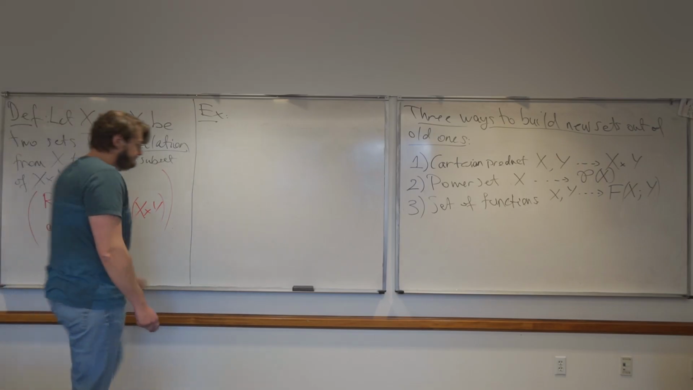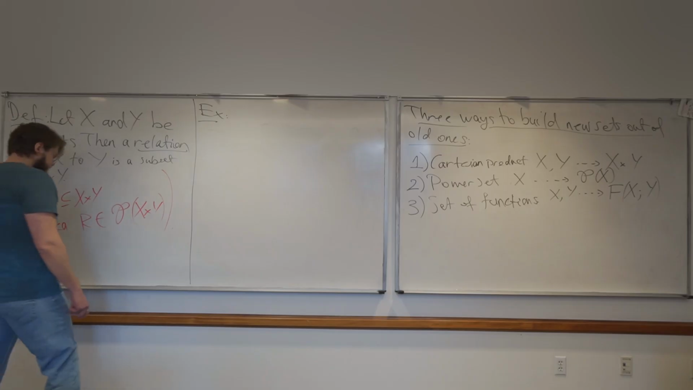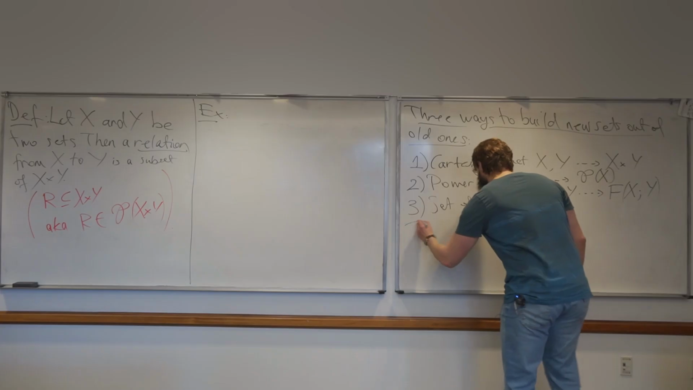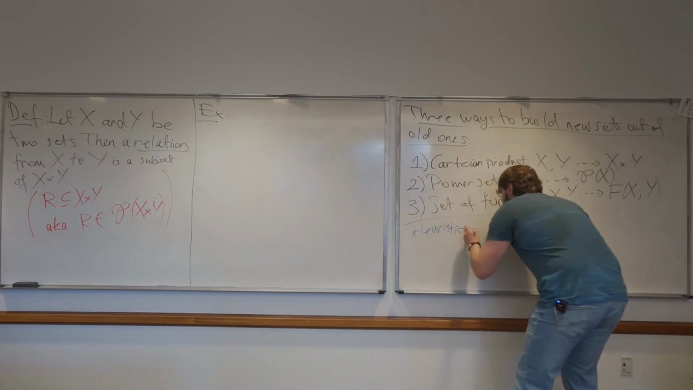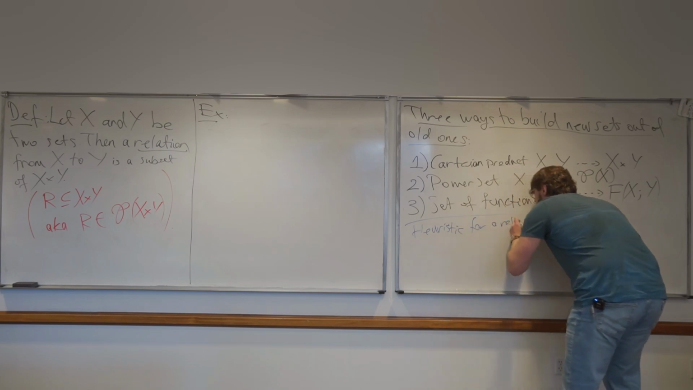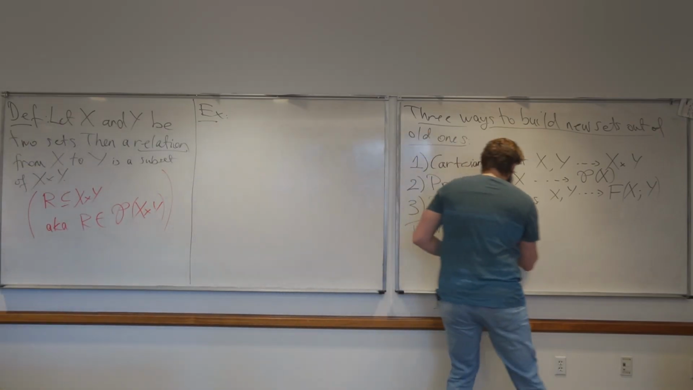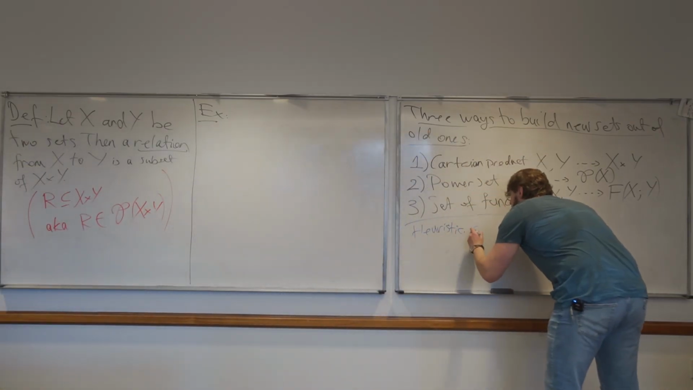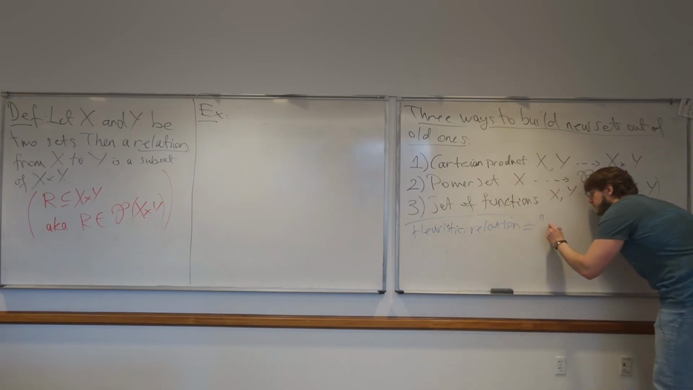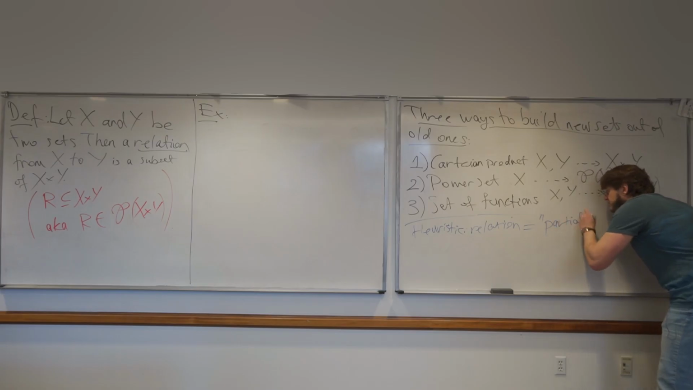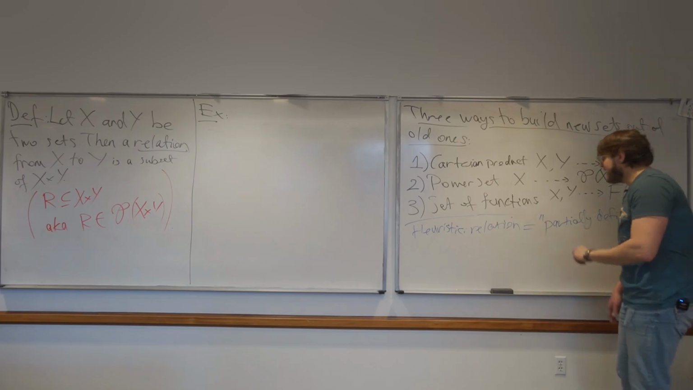So idea, I'll write it here. So heuristic: relation is pretty much a partially defined multi-valued function.